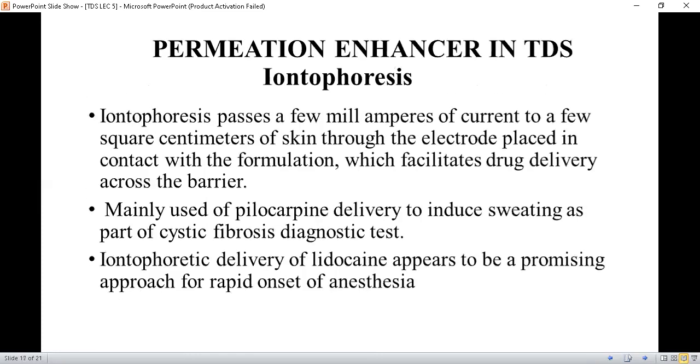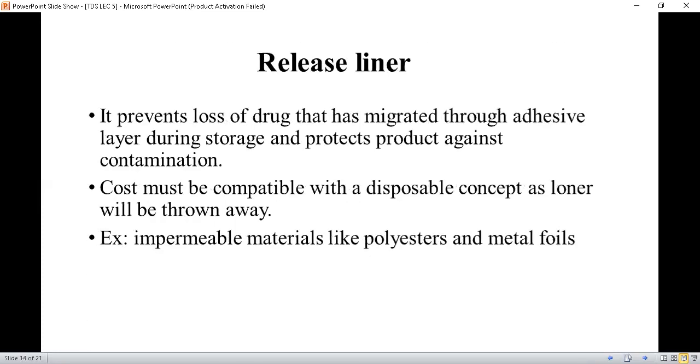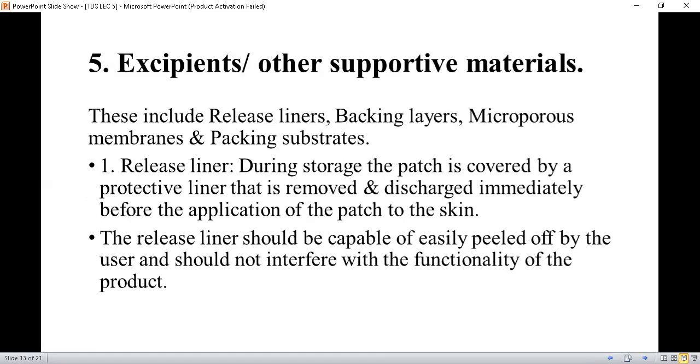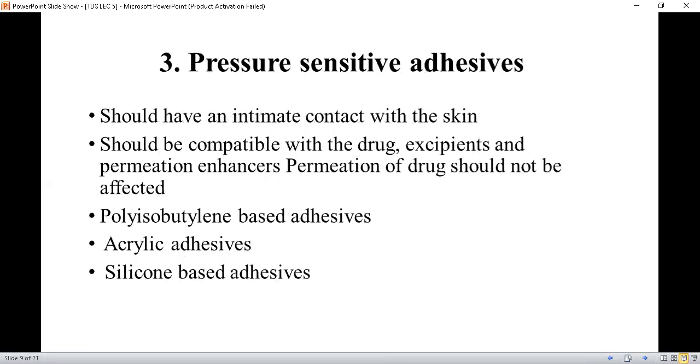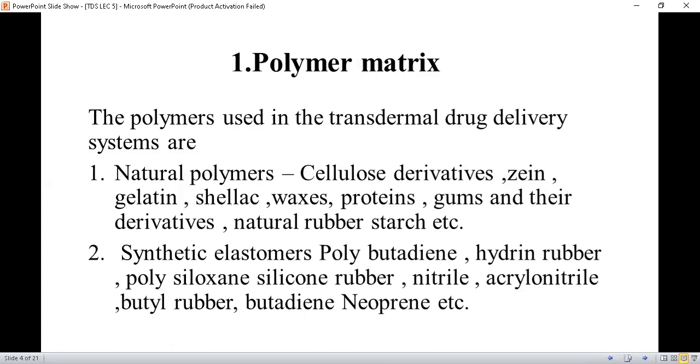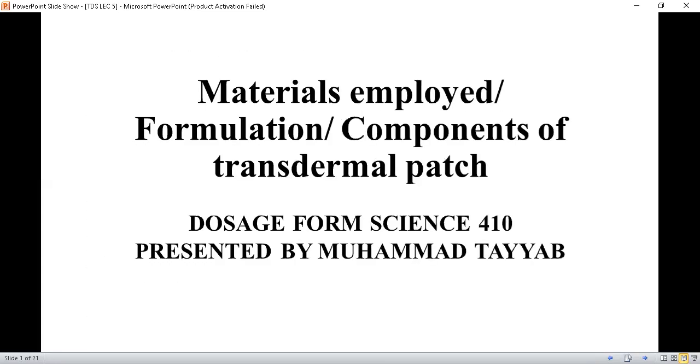In the transdermal drug delivery system chapter, we have discussed absorption, then we have discussed different types of drugs which are used for transdermal drug delivery systems. And in the last lecture of this chapter, we have discussed the formulation components for a successful transdermal drug delivery system. Students, inshallah, in the next lecture, we will discuss ophthalmic preparations. We will start the ophthalmic preparations.